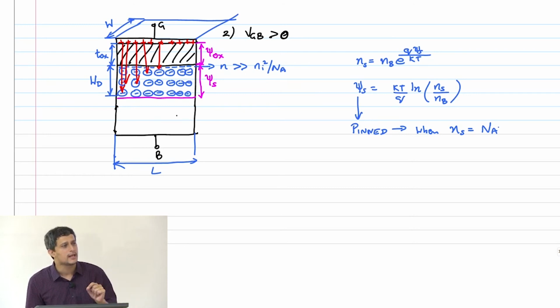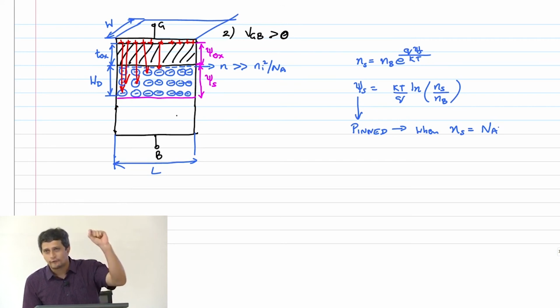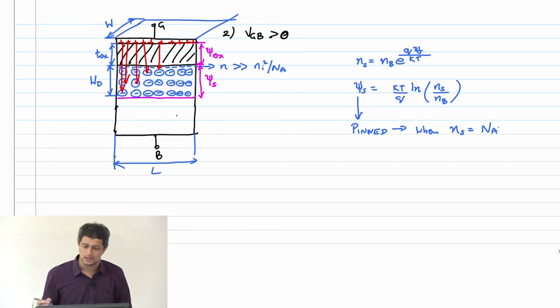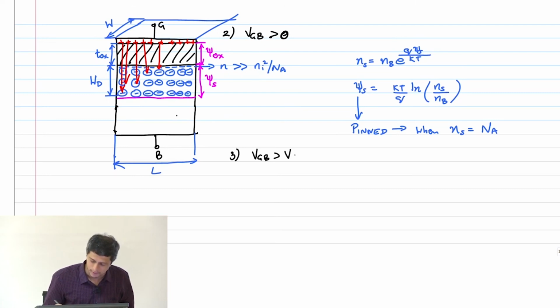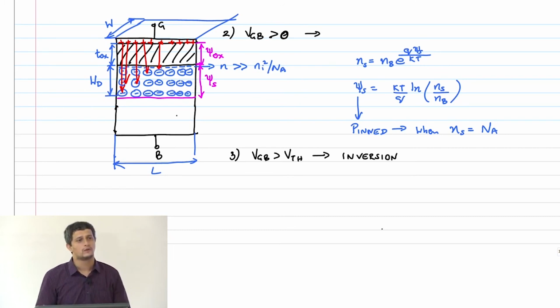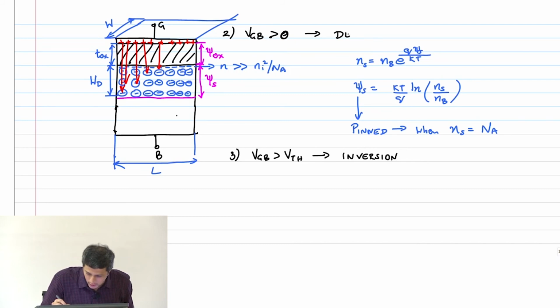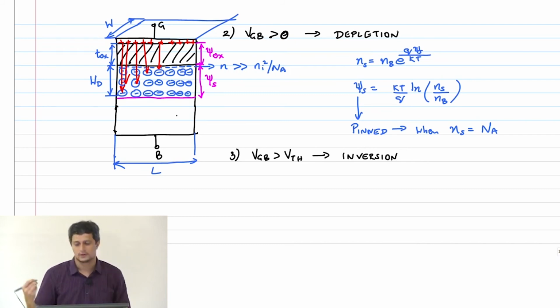So what does this mean? It basically means that I have made my surface as N-type as the bulk is P-type. So I have really reversed or inverted this surface region, and therefore this third region, when VGB is greater than some threshold potential, enters the region of inversion. When VGB is just greater than 0, it is in the region of depletion. It is just depleting the bulk so that it can develop that surface potential in order to invert the channel. So this region is called depletion.